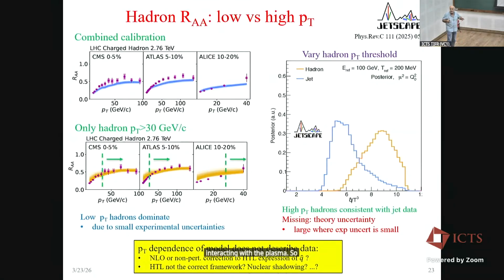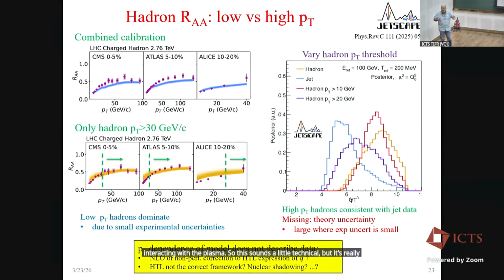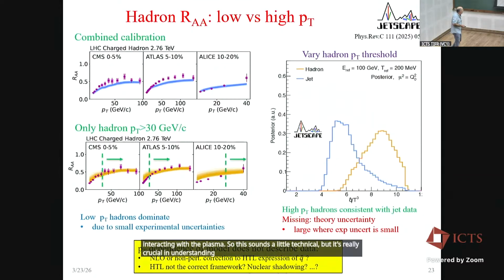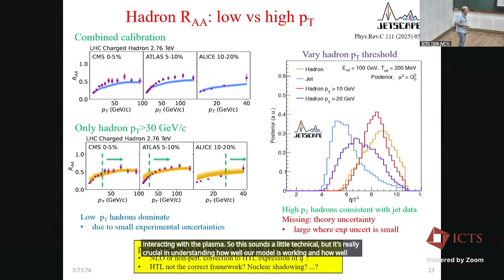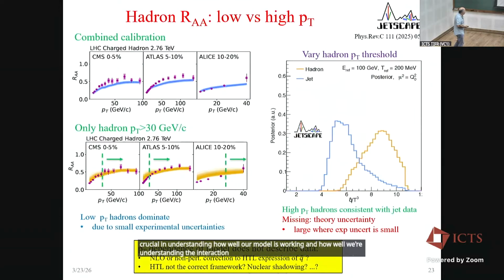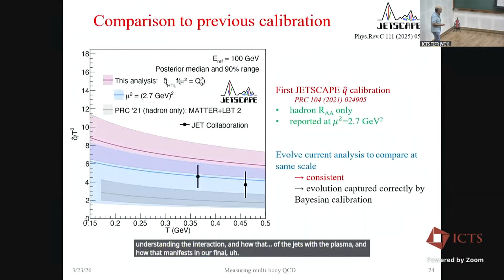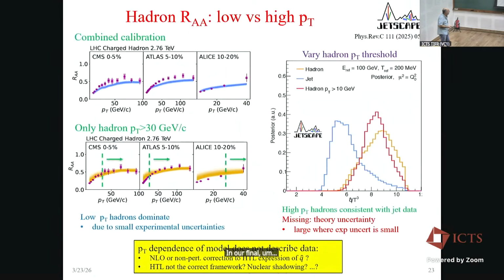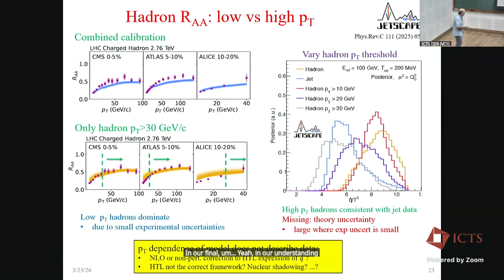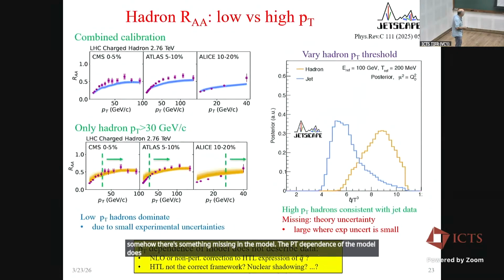So this sounds a little technical, but it's really crucial in understanding how well our model is working and how well we're understanding the interaction of the jets with the plasma and how that manifests in our understanding of quenching. So somehow there's something missing in the model. The PT dependence of the model does not describe the data well. There's somehow an inconsistency.